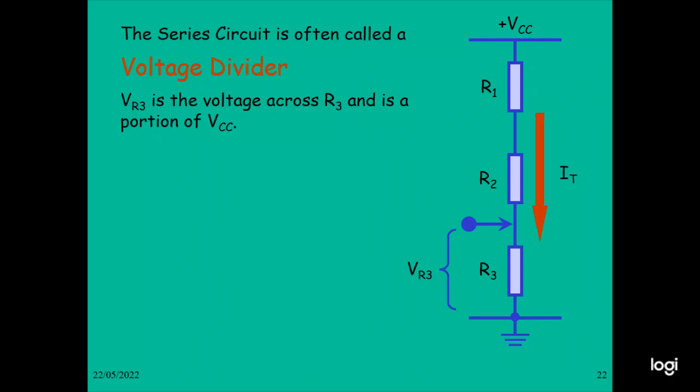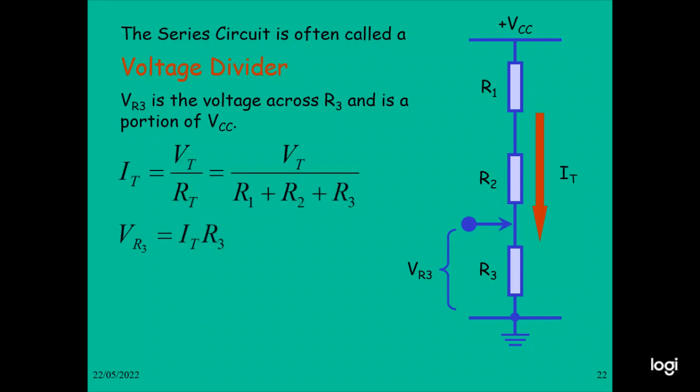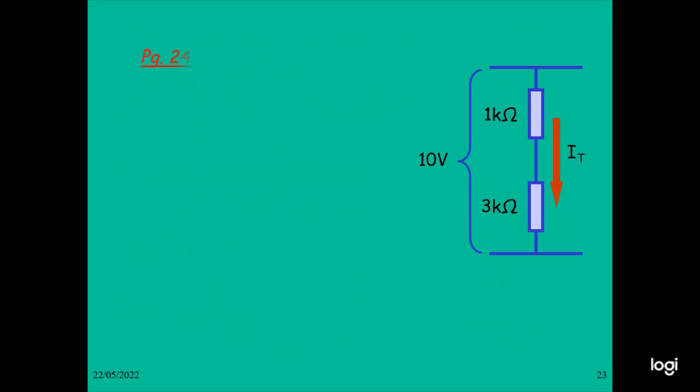So the current flow is ID. ID goes to VD by RT. So VD divided by R1 plus R2 plus R3 is the total. And VR3 is equal to ID multiplied by R3. Therefore, you get VD multiplied by R3 divided by R1 plus R2 plus R3.